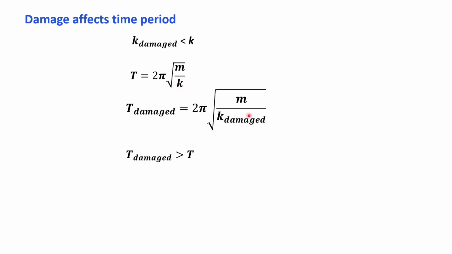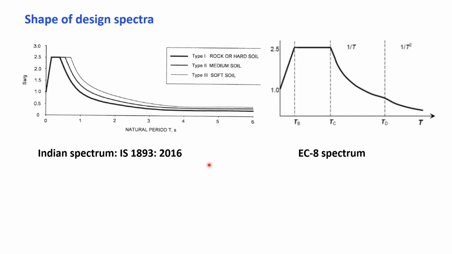So what does it indicate? Since this is lesser, the reciprocal at the bottom, the denominator, is lesser, so the result will be higher. So T damaged is greater than T. So the time period of a damaged structure is now more than the time period of the original structure.